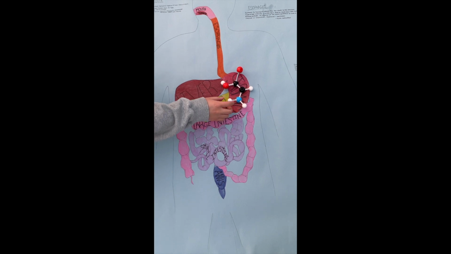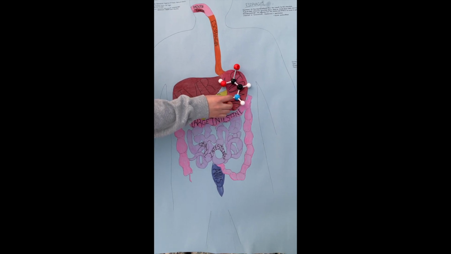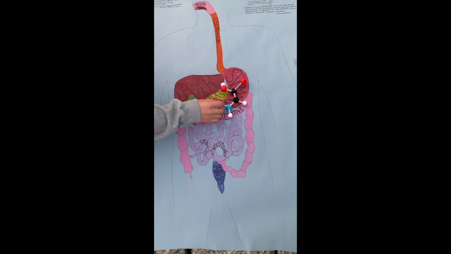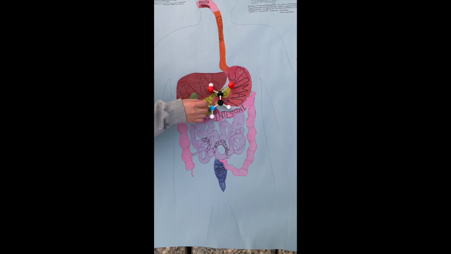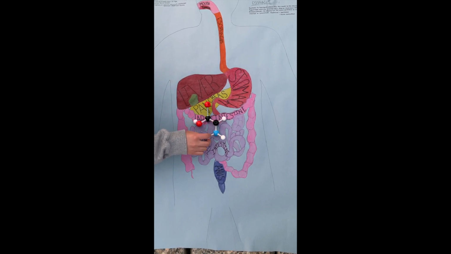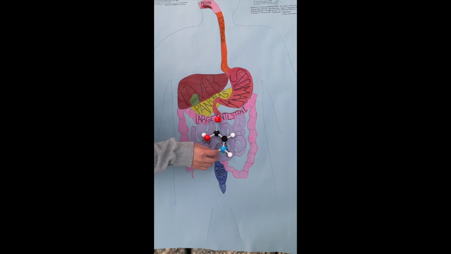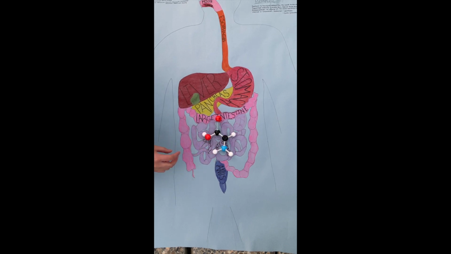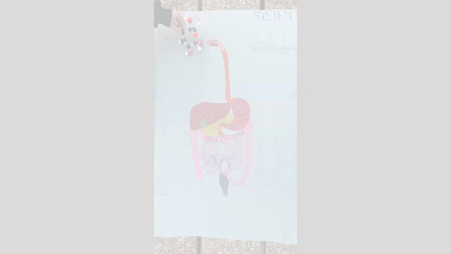Then it is transported through the stomach to the small intestine, where the final step of chemical digestion takes place, and the absorption. The small intestine secretes enzymes to finish the chemical digestion, and the molecule is absorbed into the lining of the small intestine.